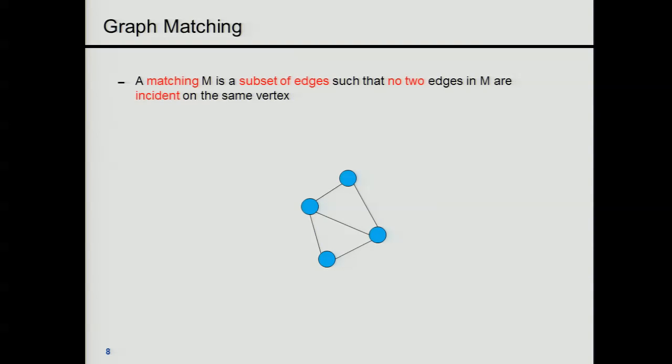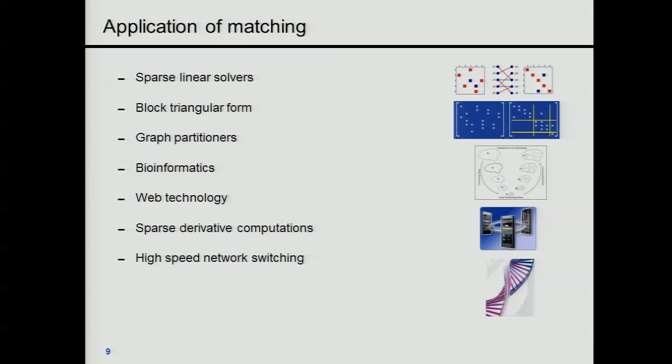So just the definition of a matching, it's some subset of the edges so that no two edges in M are incident on the same vertex. So here's a matching. Here are two edges, and these are the edges. They have no common nodes, right? So here's another matching, and here are a bunch of places where graph matching comes into play.